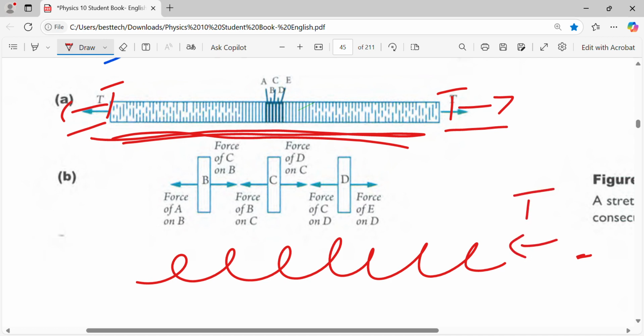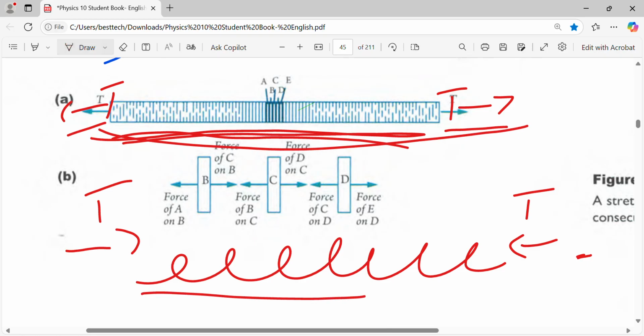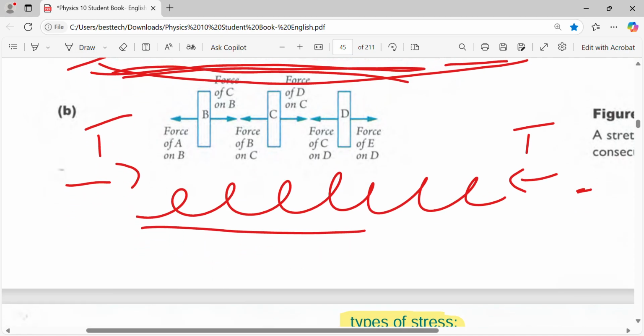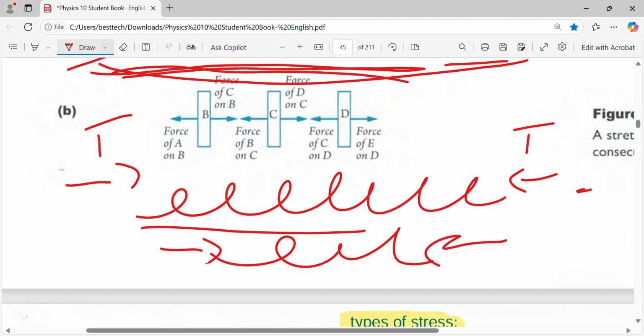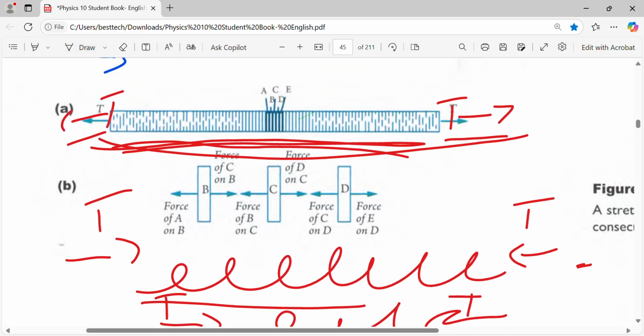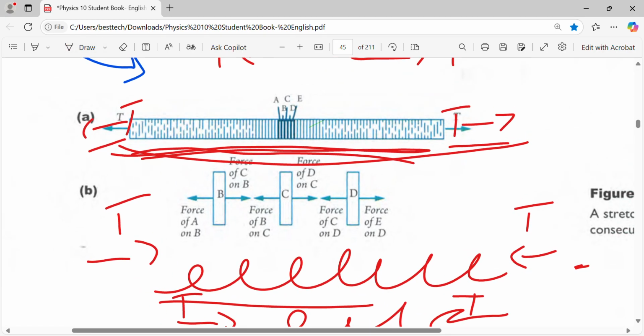I'm gonna apply force in that direction. So when you apply this, it is called compressing. The other one is tension, but this one is compressing. When I compress this spring, the structure is gonna be small, just like that, because I'm gonna apply force at the end of the spring in that direction. T, T, this is compressing.